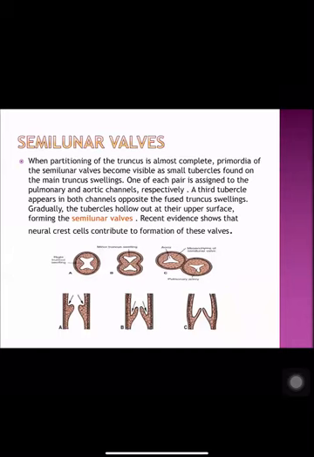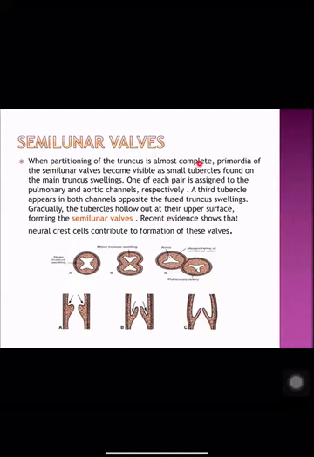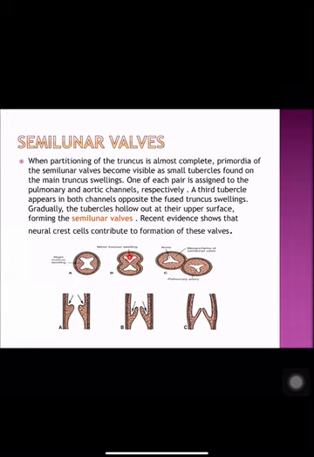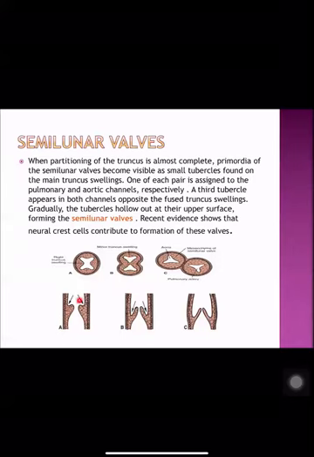Now, semilunar valves, the aortic and the pulmonary valve, will be formed when there is a complete partitioning of the truncus, meaning the separation into the aortic and the pulmonary channel. So we will have a small tubercle that will appear on the top of the truncus swelling from each side, grow toward each other, and a third tubercle will appear opposite to this. So with time, this tubercle will hollow from its upper part, leading to the formation of the semilunar valve or the 3 leaflet valves.